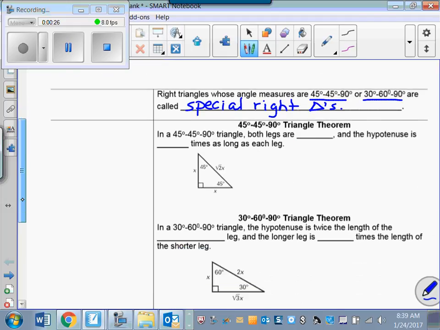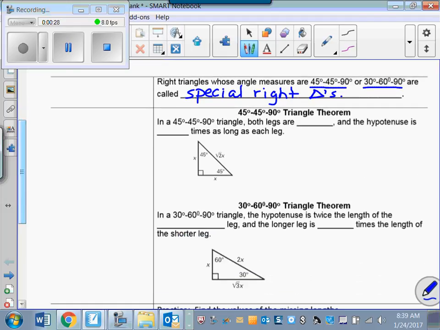Okay, so we have a theorem for the 45, 45, 90 triangle, and it says in a 45, 45, 90 triangle, both legs are congruent and the hypotenuse is the square root of 2 times as long as each leg. So if you look at your diagram here, these are my two congruent legs. It's a 45, 45, 90, right?